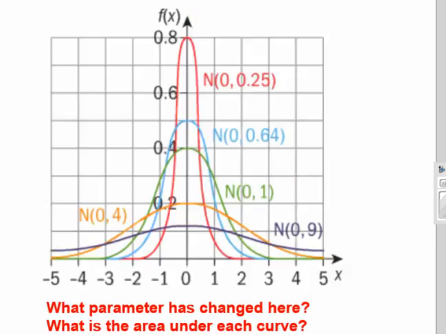In this one, the parameter that has changed is the variance, or the standard deviation squared. The area still has to be 1 underneath each curve, but if you look at it closely, two things have happened to the curve. We've got a vertical stretch and a horizontal stretch. To preserve the area as 1, if there is a vertical stretch, then there must be a horizontal stretch as well to compensate for that vertical stretch.